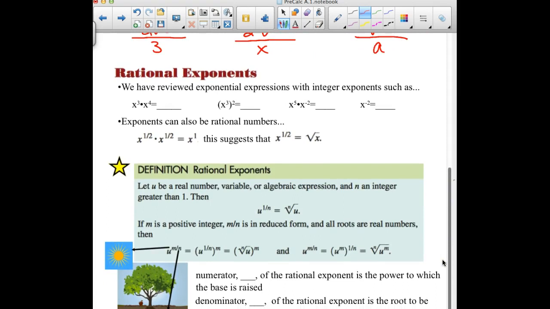All right, we are going to look at rational exponents, but let's do a quick review. We've been talking about exponential expressions and when do we add powers, when do we multiply them, that type of thing. In our first example, x cubed times x to the 4th. This is a case where we add the exponents, so we end up with x to the 7th.